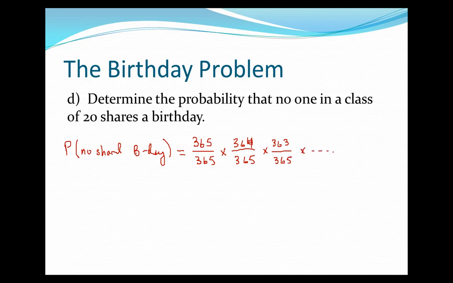So if you go all the way down the line, the probability for the last person will be, on the bottom, out of the 365 days. But on the top, we have to figure out how many days are left for them to choose from. And so if you count down from 365 and count down 20 times, you're going to be left with 346. There are 20 numbers, including 346 and 365 there. So if you can calculate this, this is going to give you the probability that nobody shares a birthday in a group of about 20 people.